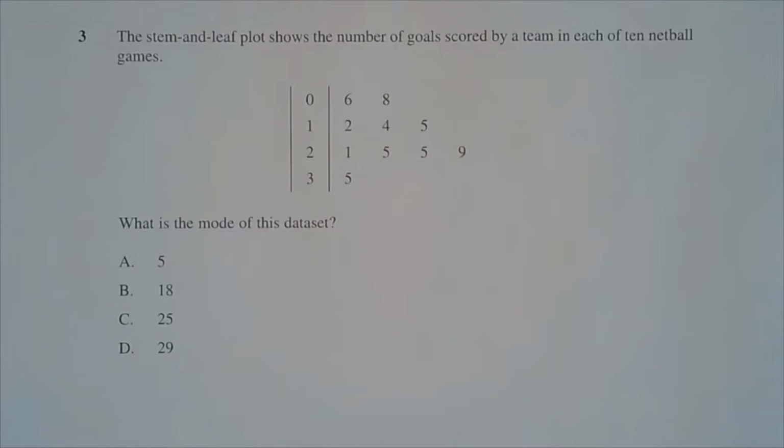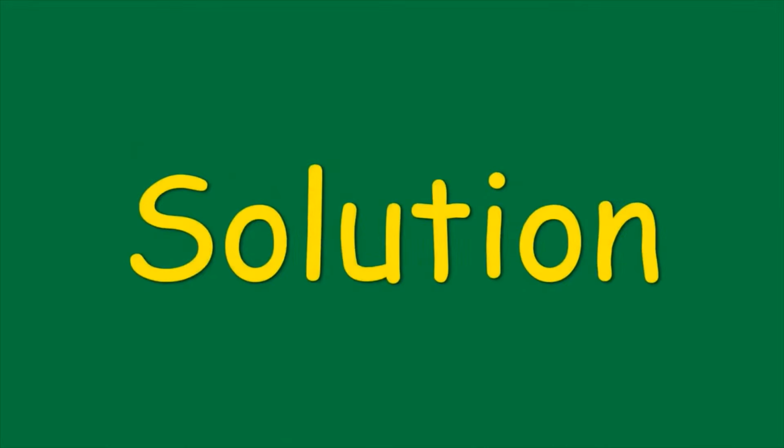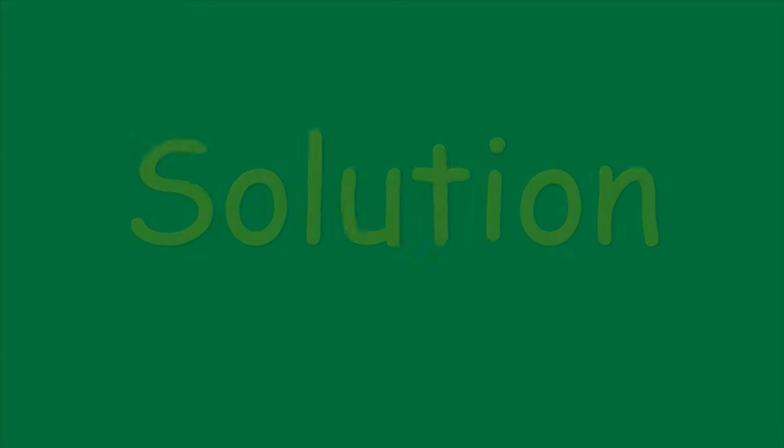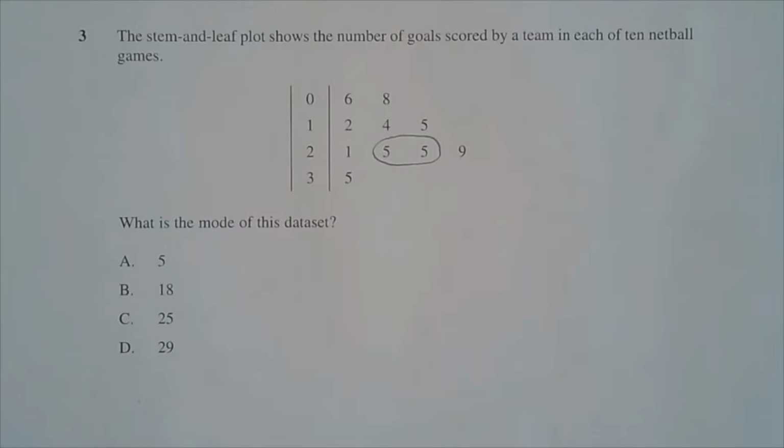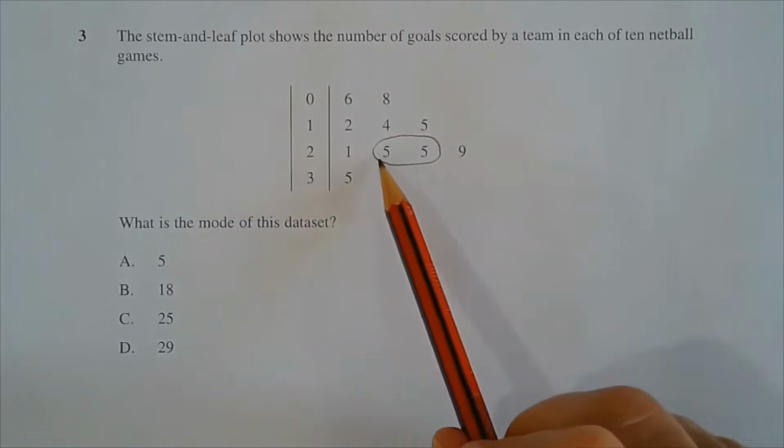Question 3. The stem and leaf plot shows the number of goals scored by a team in each of 10 netball games. What is the mode of this data set? The mode represents the score, or the set of scores, that occurs most often. With a stem and leaf plot, to find the mode, look for the leaves that repeat the most often, and in this case, it's the number 5.